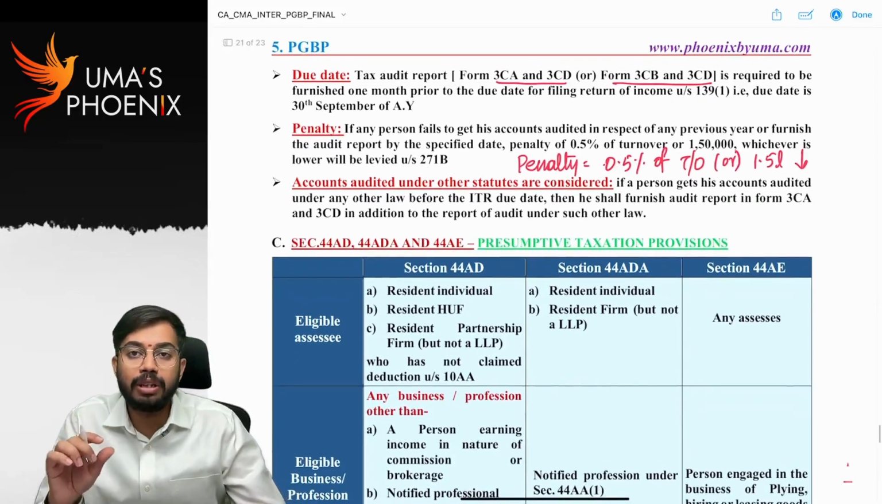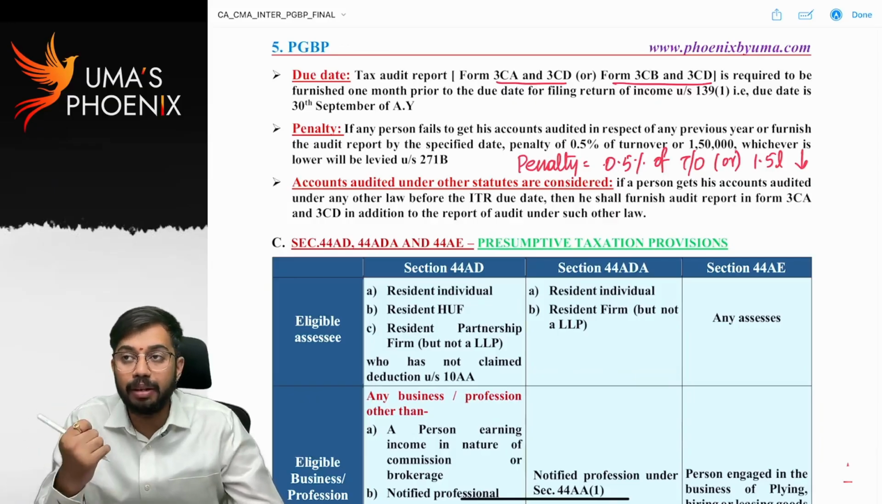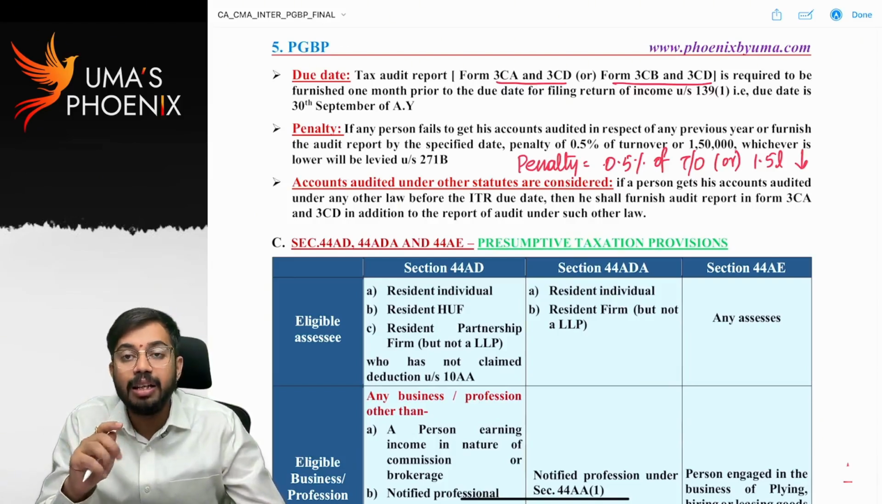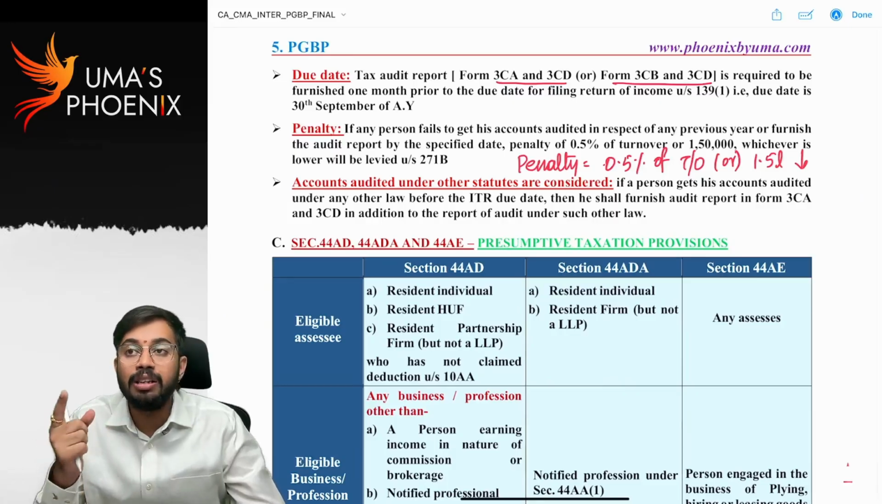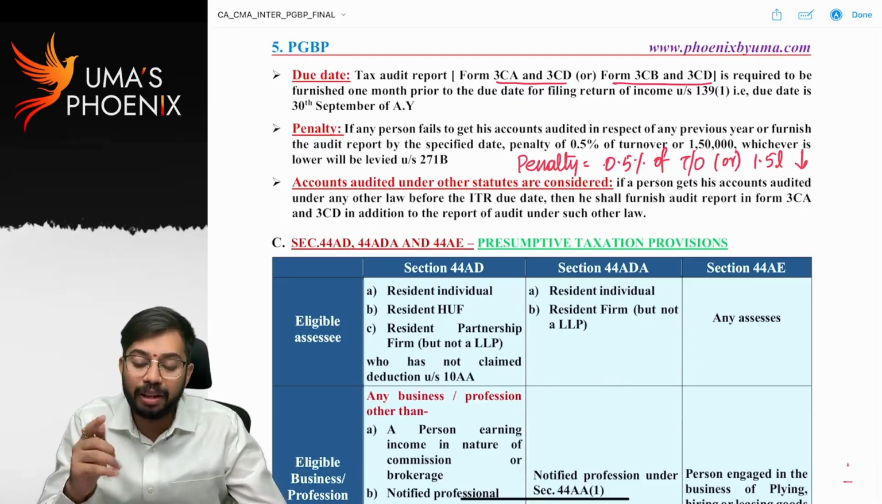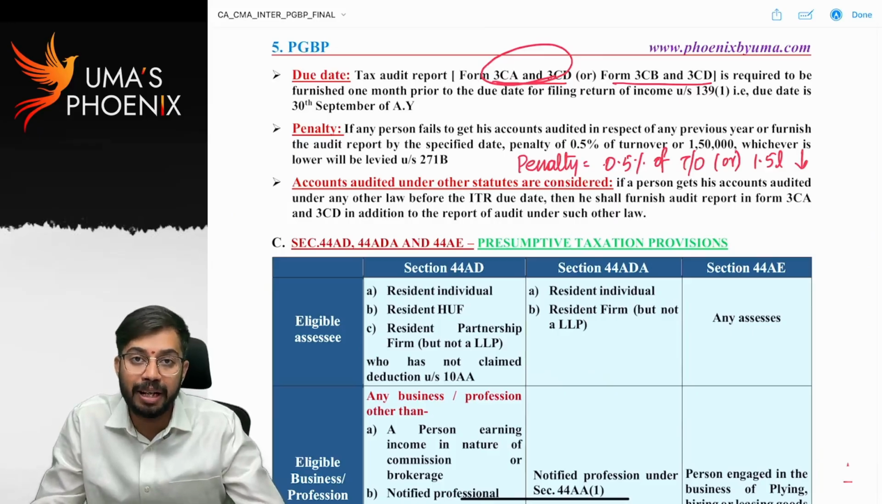So if books of accounts are already audited under any other statute, for example, Companies Act 2013, then separately from scratch, books of accounts are not required to be audited. Statutory audit report as per Companies Act is required to be submitted. Along with that, audit report under Form 3CD is also required to be submitted.